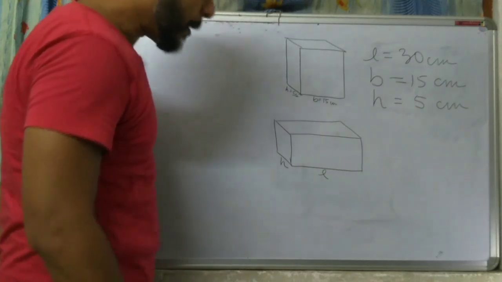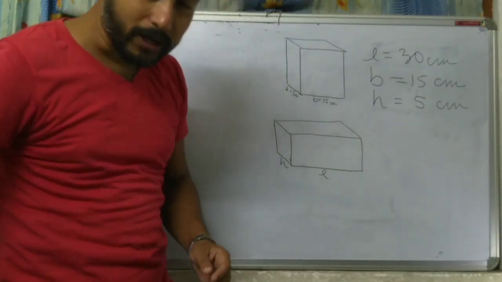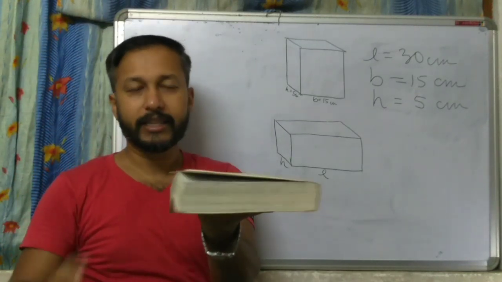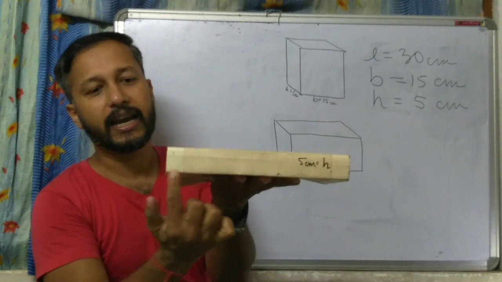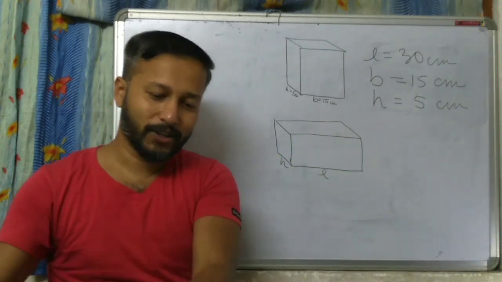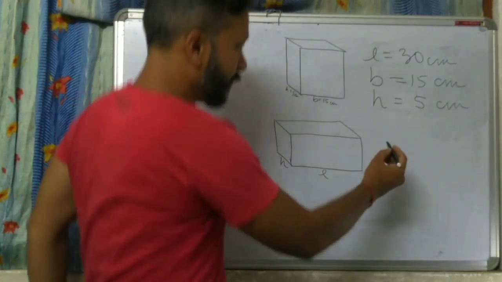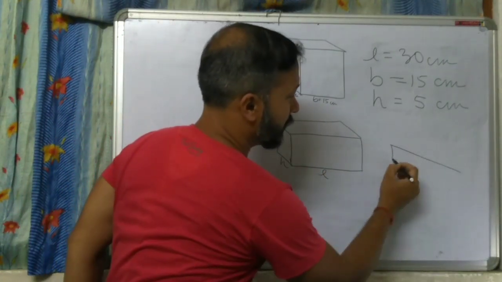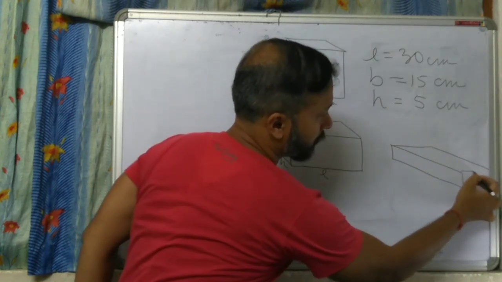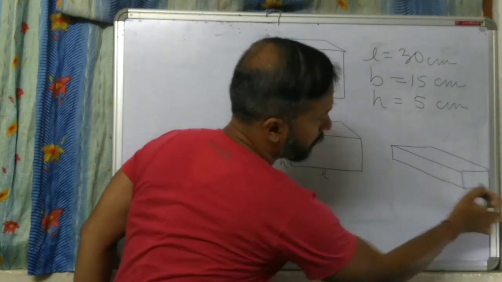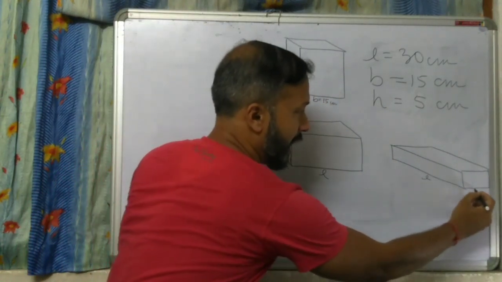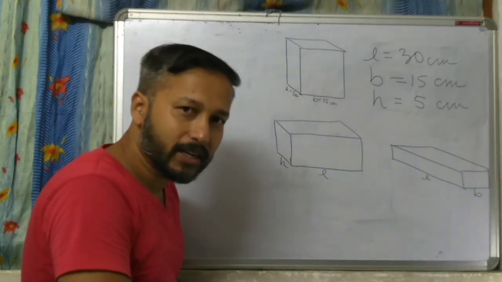Got it? But if you are keeping your book the way you keep on your table, like this way, then which portions are in touch? The length and the breadth are in touch. Got it? So when you are keeping your book this way, this is your book. This way, then which portions are in touch? Its length and breadth. Fine.